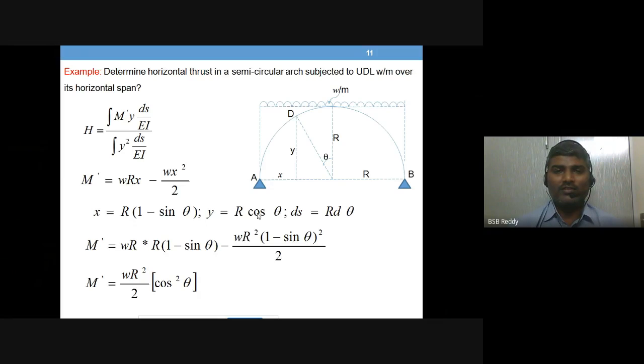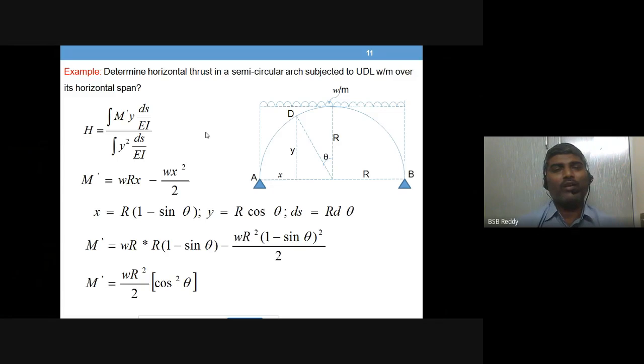Welcome to Unit 1, three hinged and two hinged arches. We have completed three hinged arches, and now we are in two hinged arches. Last session we discussed a two hinged semicircular arch with a concentrated load acting at the crown point.